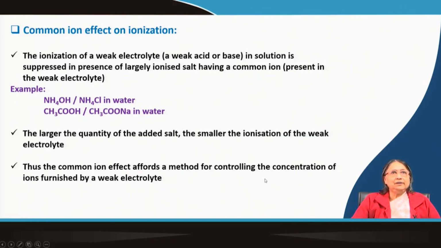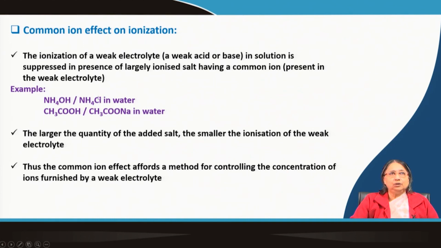Now, common ion effect on ionization. This is a general thing, but we have seen it in buffers also: ammonium hydroxide, ammonium chloride buffer or acetic acid, acetate ion buffer. So, what is happening here? The ionization of a weak electrolyte, a weak acid or a base, in this case ammonium hydroxide, in this case acetic acid, in solution is suppressed in the presence of a largely ionized salt having a common ion. That means, in this case, if we add ammonium chloride, then this is the common ion.